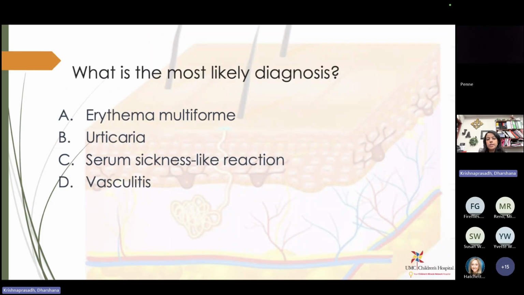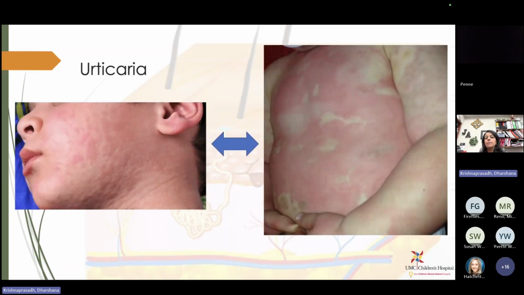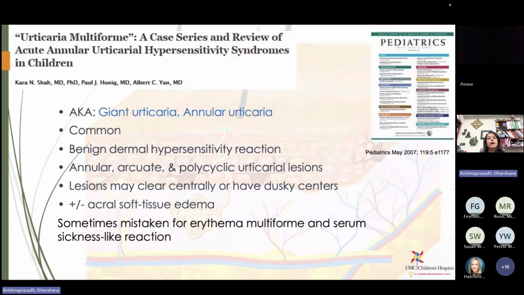So I did want to point out, what is the most common diagnosis? There are a bunch of options, and this is more of a serum sickness-like reaction. I'm going to talk about urticaria, which looks similar to our prior pictures, and then we'll talk about both urticarial reaction and serum sickness and what the differences between the two are, because they're similar except for almost just one differentiating factor.